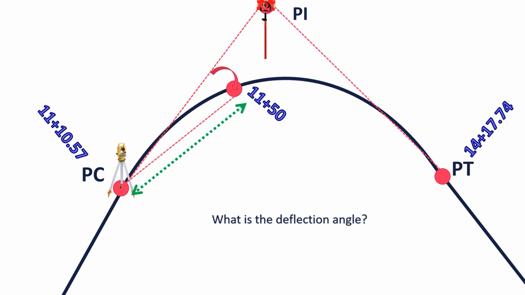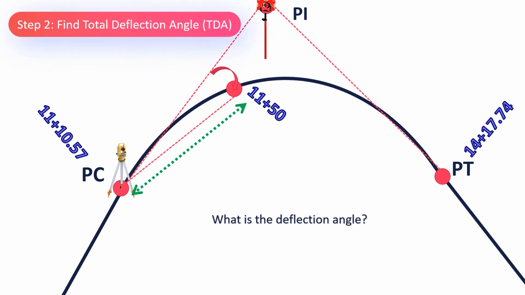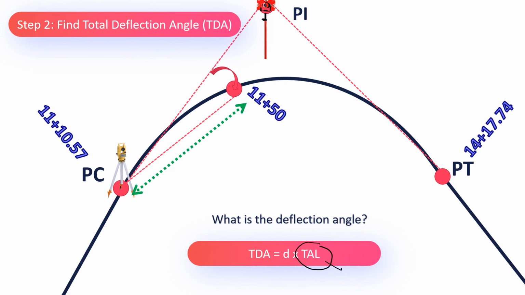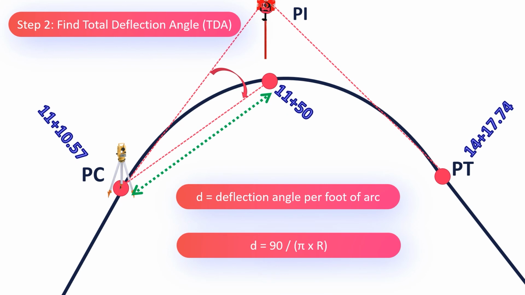The second step is to find the total deflection angle, or TDA. The total deflection angle is given by this equation: D times TAL. We calculated this TAL in step 1, the total arc length. So what is D here? D is the deflection angle per foot of arc, and D is given by 90 divided by pi times R.